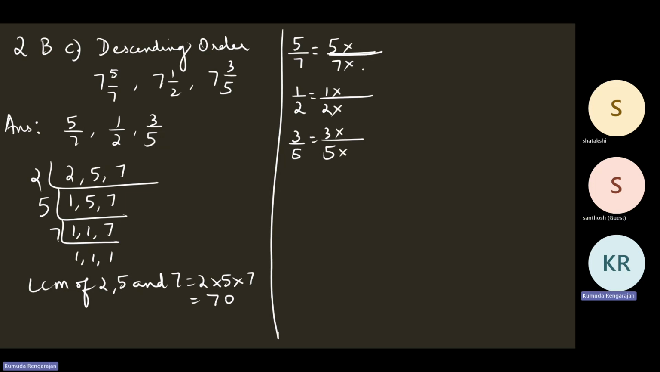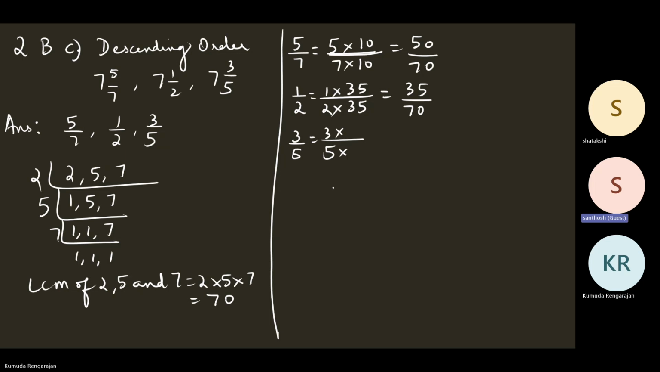So what should you multiply the first fraction with? The denominator is 7, so multiply by 10, correct. So it will be 50 by 70. Next one. 35, ma'am. 35, correct. Next one, Santosh will tell us. So we'll get 35 by 70.